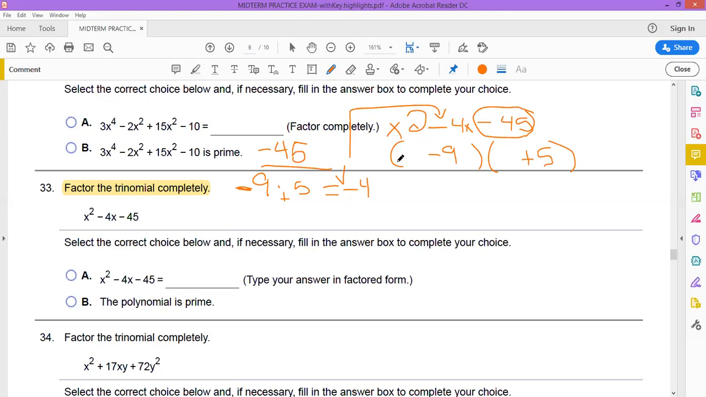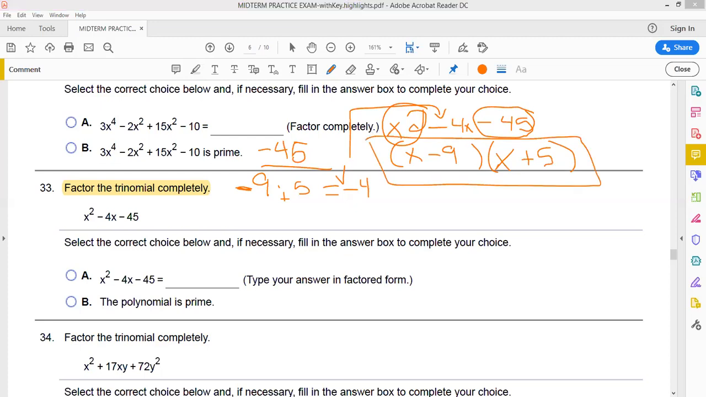Now the first term will come from factors of x squared, and there are only two terms that multiply together to give us x squared, that's x and x. So these would be our factors, x minus 9 and x plus 5.